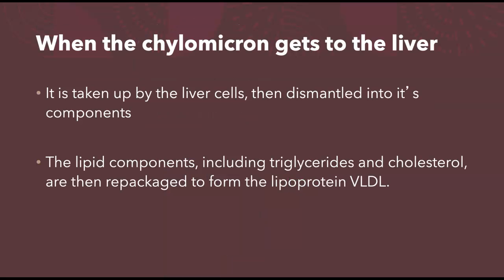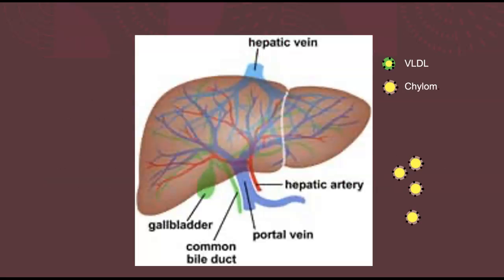When the chylomicron gets to the liver, it's engulfed by the liver cells, then dismantled into its components. The lipid components, including triglycerides and cholesterol, are then repackaged to form the lipoprotein VLDL, or very low density lipoprotein. So the chylomicrons are taken up by the liver, busted apart, and then they're repackaged to form the VLDL, which is then released into the circulatory system.